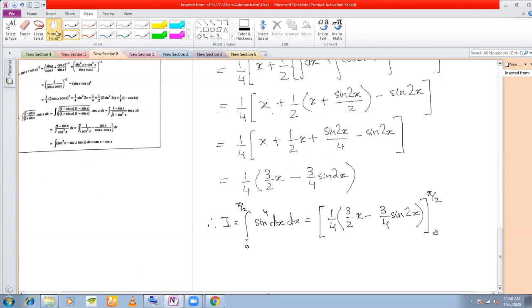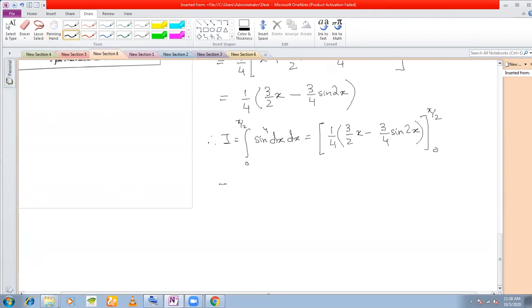And how will I evaluate this integral? I will put the upper limit first, 1/4. You get 3 by 2 into pi by 2, right? Minus 3/4 sine 2 into pi by 2. This minus, now put 0. If you put 0, you'll simply get 0. So no point writing. Or maybe I'll just write 3 by 2 into 0 minus 3/4 into sine 0, which is actually 0.